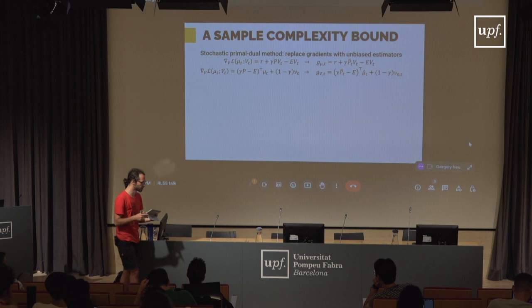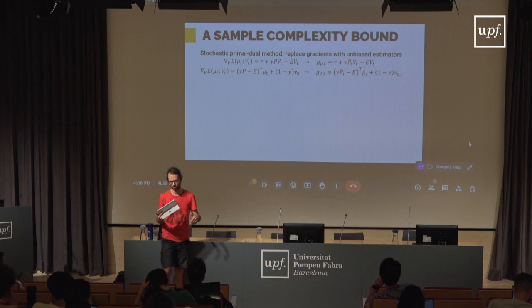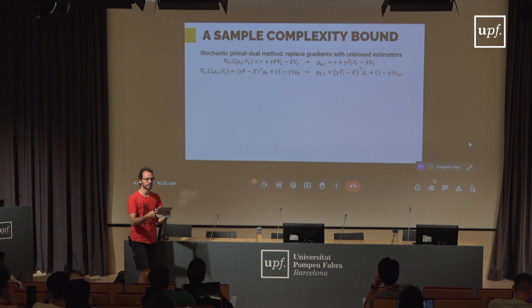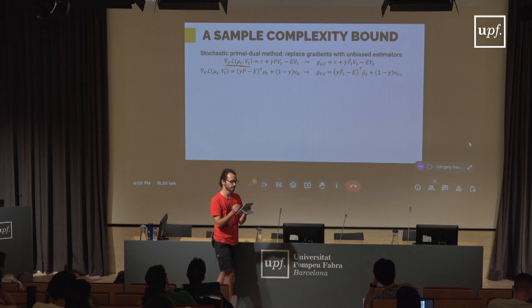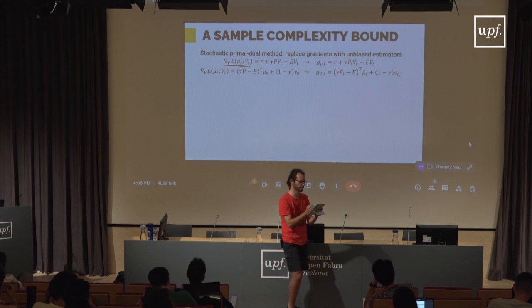But this method really starts to shine if you allow it to use stochastic gradients, if you start considering the problem of planning with a generative model. In that case, you can build stochastic estimators of the gradient, and this is something that you're going to be doing in the lab session tomorrow, which is to take the gradient of the Lagrangian with respect to V. I guess some of this notation is a little bit scrambled, but I think it's understandable.